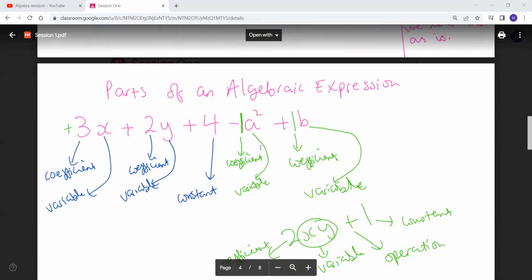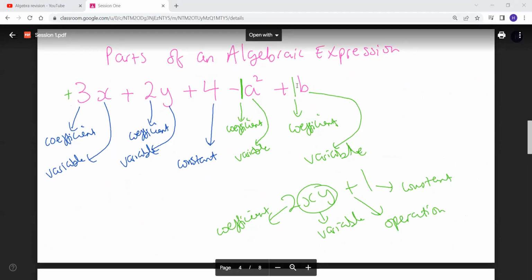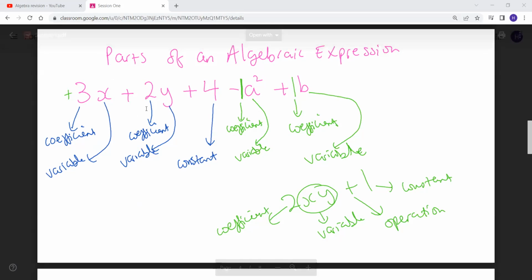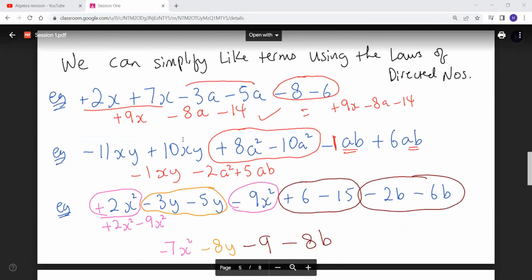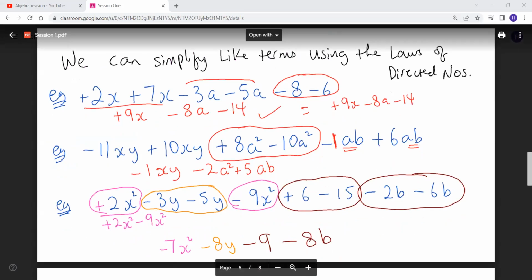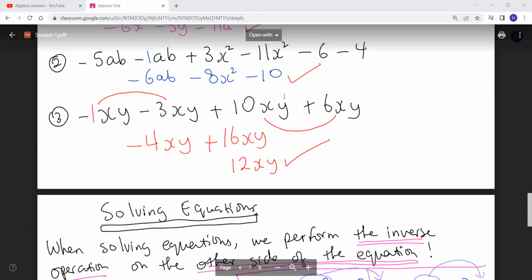Nice. Moving along now, right? We did parts of an algebraic expression. We know there's a coefficient, a number multiplied by a variable, there's a variable, right? And there's a constant. A constant is a number by itself, right? For example, 1 is the constant here, 4 is the constant here, right? What is the coefficient of y? The coefficient of y is 2, right? So be familiar with those terms, coefficient, variable, and constant, right? You'll be using them a lot, right? Nice. We can simplify like terms using the laws of directed numbers, and we did plenty of examples.